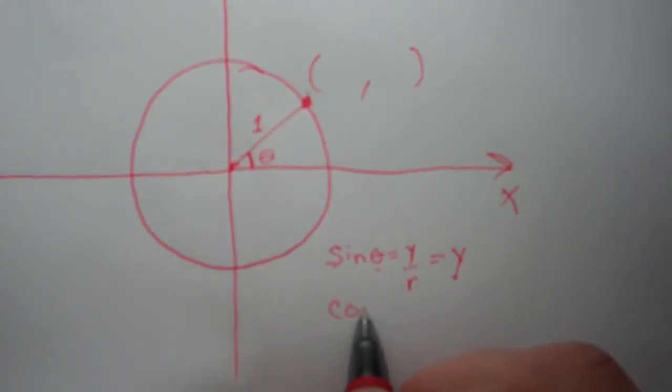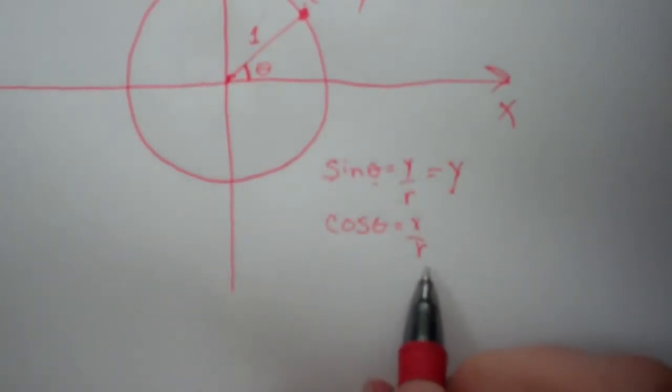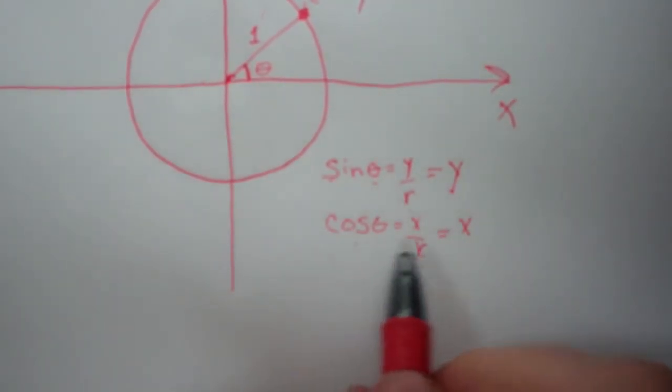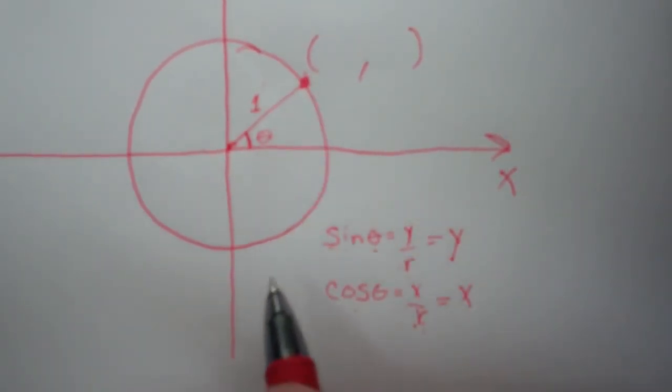On the other hand, the cosine of theta is x over r. And since the r is a 1, that means that it's x divided by 1, which is x. So the cosine of theta is equal to x, as long as your point is on a unit circle.